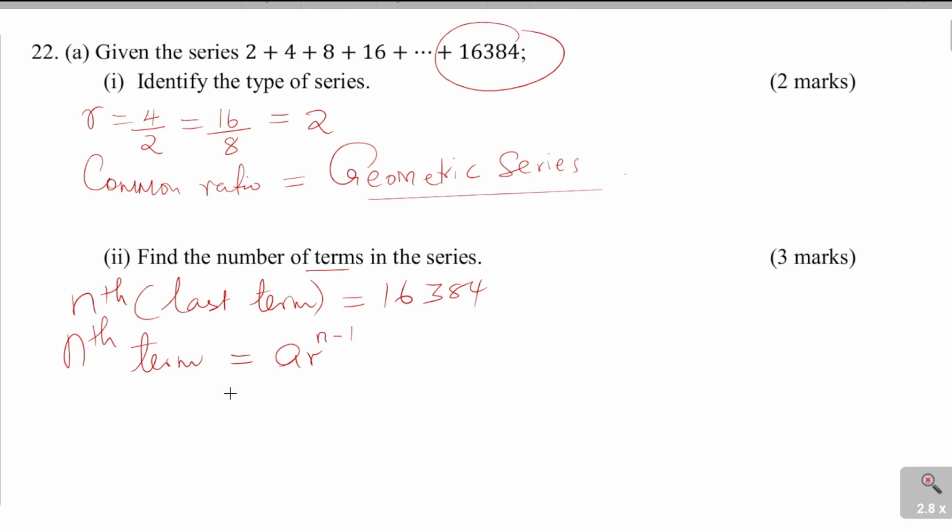So in this case, we have a being the first term, 2, then multiply by the common ratio, we got it as 2, then power n minus 1. The number of terms here will be given by n. So when we get the value of n, that is what is going to give us the number of terms. So now we're solving for n, and this one should give the nth term or the last term, which is 16,384. So you have this equation to solve to get n.